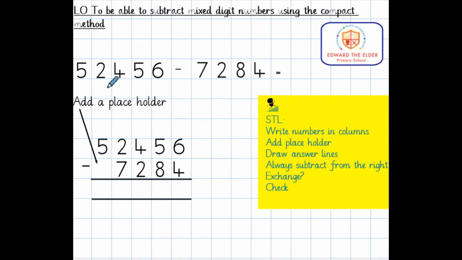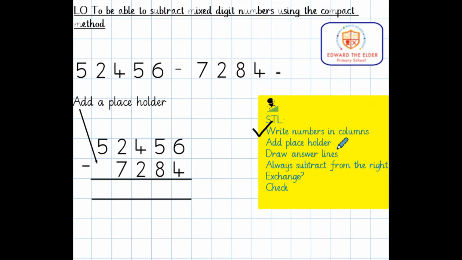Our number sentence: 52,456 subtract 7,284. We have our steps to learning to the side to help us solve this calculation. So let's look at our first step. It asks us to write our numbers in the columns. As you can see, I've already written each digit in its correct column, 1 digit per square.